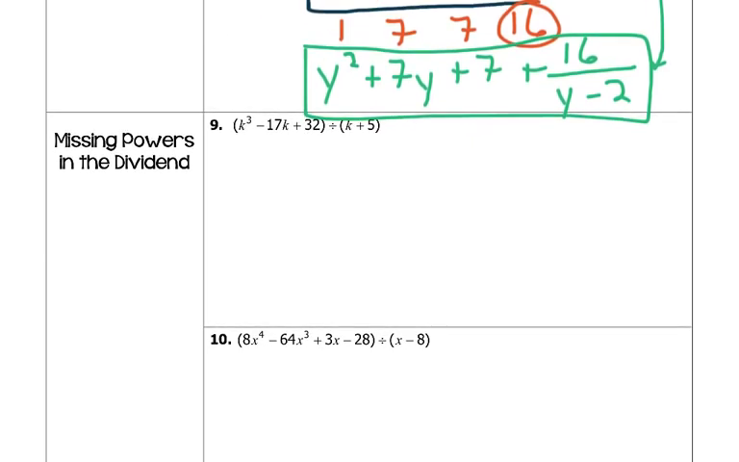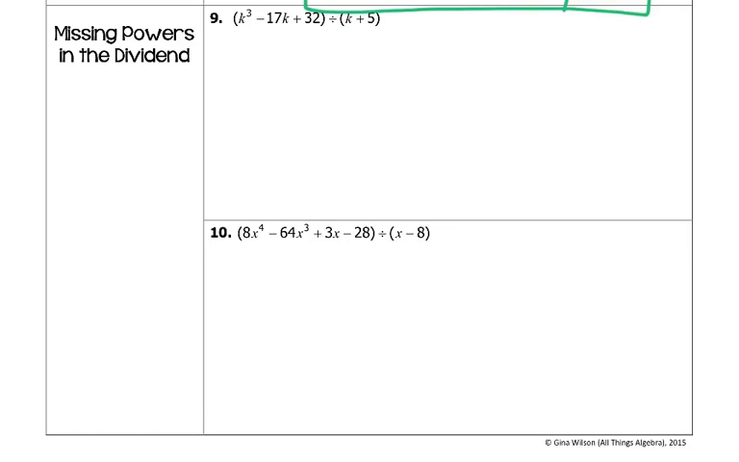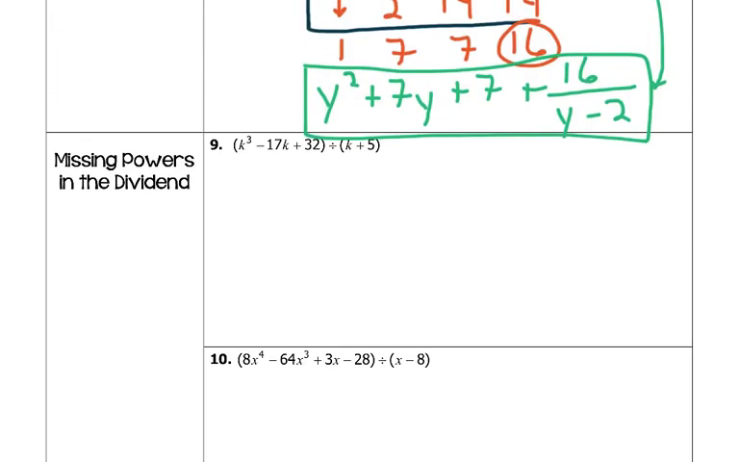Now I do want to do number 9, and we can do number 10 as well. Since this is a quick one, we'll be done within 15 minutes here. So this is missing powers in the dividend, right? So what does that mean? Well, we see k to the third here. Where's k to the second? There is no k to the second.